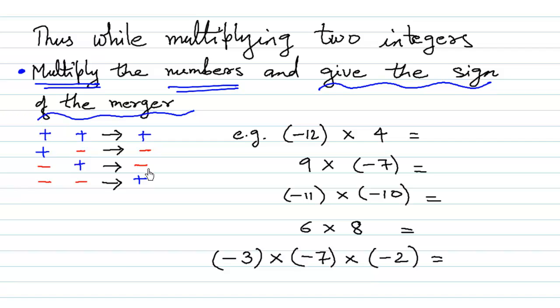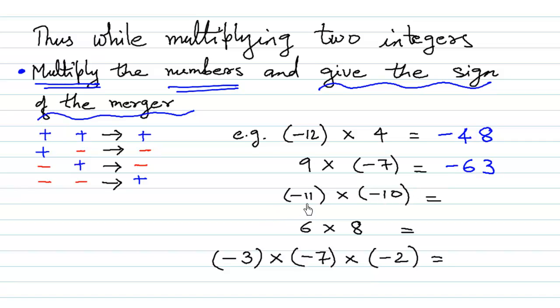So let us do some examples. 12 fours is 48. But since the first number is negative and the second number is positive, we will have a negative answer. So negative 12 multiplied by 4 gives negative 48. Similarly, what is 9 multiplied by negative 7? So 9 sevens is 63. And since the first number is positive and the second is negative, positive and negative is negative. Opposite signs will have a negative sign.